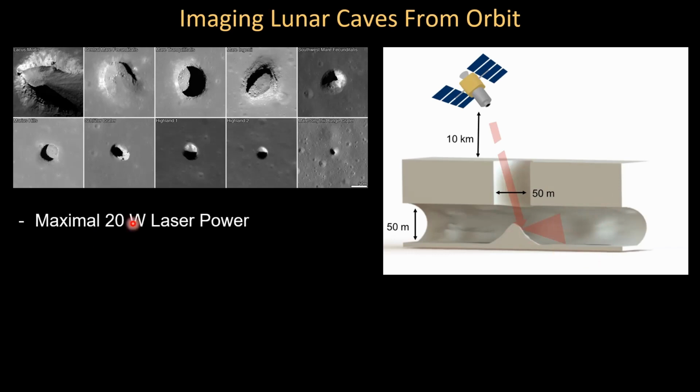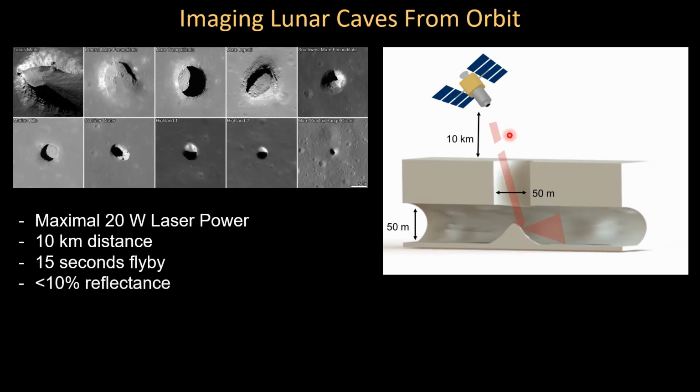Our constraints are a maximum of 20-watt laser power. That's the most powerful laser that is currently in space. It's part of the ATLAS altimeter, which is used for LiDAR scans of the ice caps right now. ICESat is the satellite's name. We have a 10 kilometer distance. That's kind of the lowest orbit that you can create without running the risk of crashing into the surface. That gives us a 15 second flyby from horizon to horizon because we're moving really fast. And unfortunately, the moon is not very reflective. We have less than 10% reflectance. So those were the constraints.